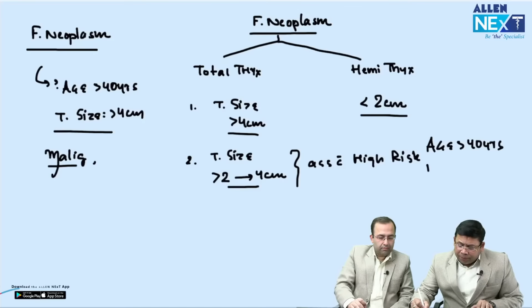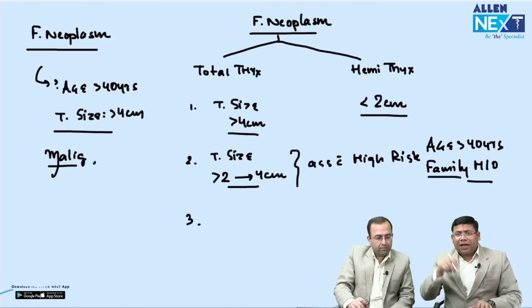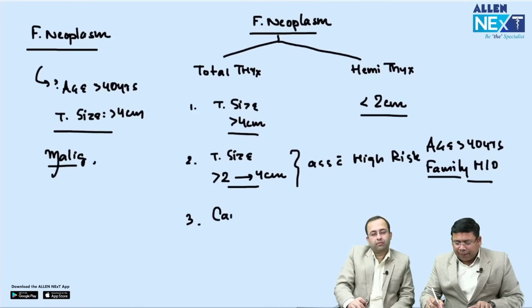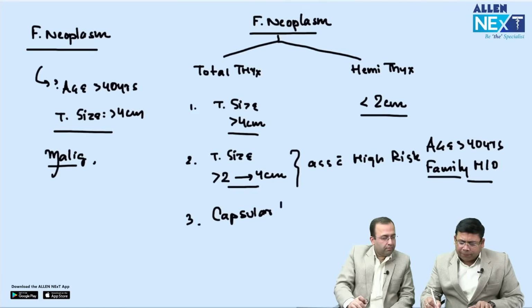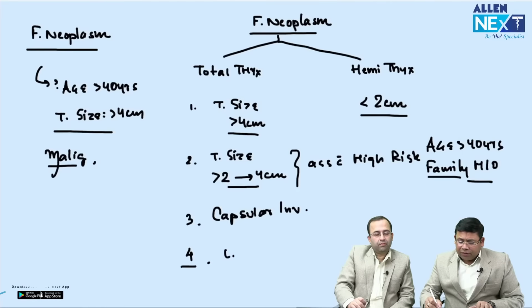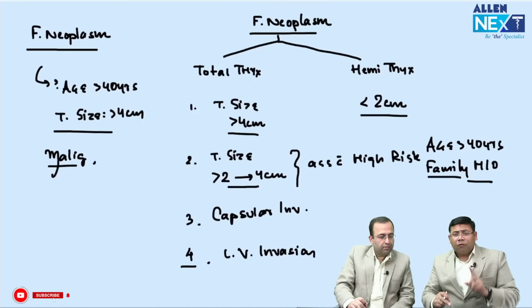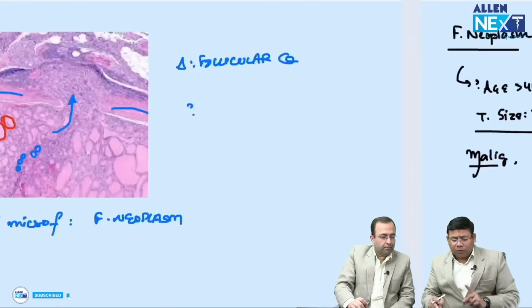Next is the same patient with size between 2 to 4 with a family history of cancers. So family history of thyroidal cancer, I will always go for total. Third, like we have seen in this scenario, there is a capsular invasion. If the capsular invasion is documented, this is very important. And the fourth, which is very important, is lymphovascular invasion. Apart from this, students, you don't have to worry. So this is what is very important for the management of the follicular lesion.